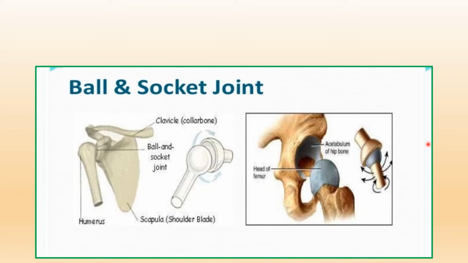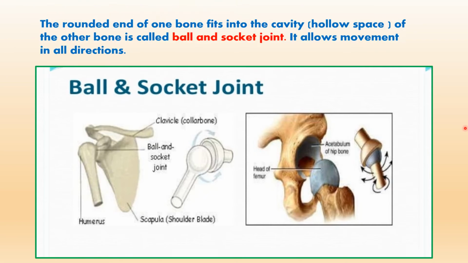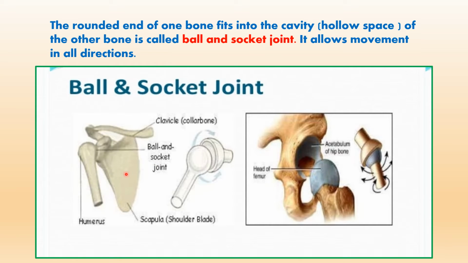Now next we have a ball and socket joint. This joint allows movement in all directions. You can see over here this is the shoulder, this is the humerus, and here this is the shoulder. I hope you remember, the round end of one bone fits into the cavity of the shoulder blade, and here this is the collarbone. Now it fits into this and it moves in all directions. Here you can see this is the cavity, and this is the round end of the humerus, and it fits into this and it moves like this in all directions.